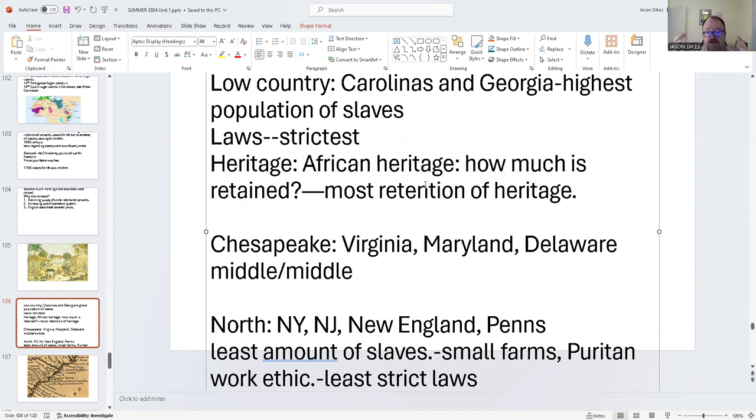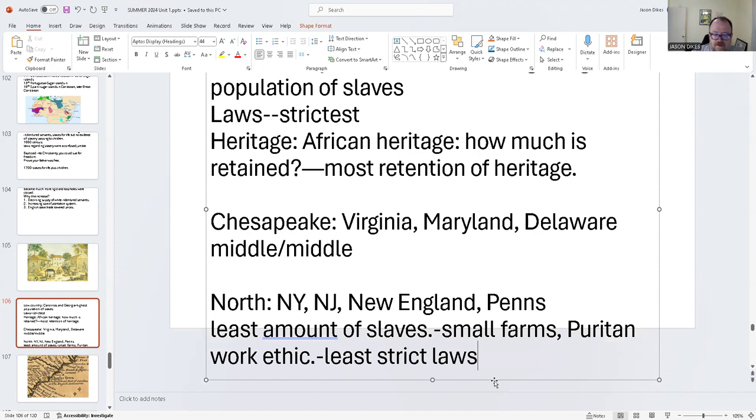Even though for a lot of it, it'll be a blending of different African heritage, because people will often come from different tribes and they will synthesize new heritage out of their old heritage. In the North, again, if you don't have a whole lot of Africans, you're going to have the least retention of heritage.